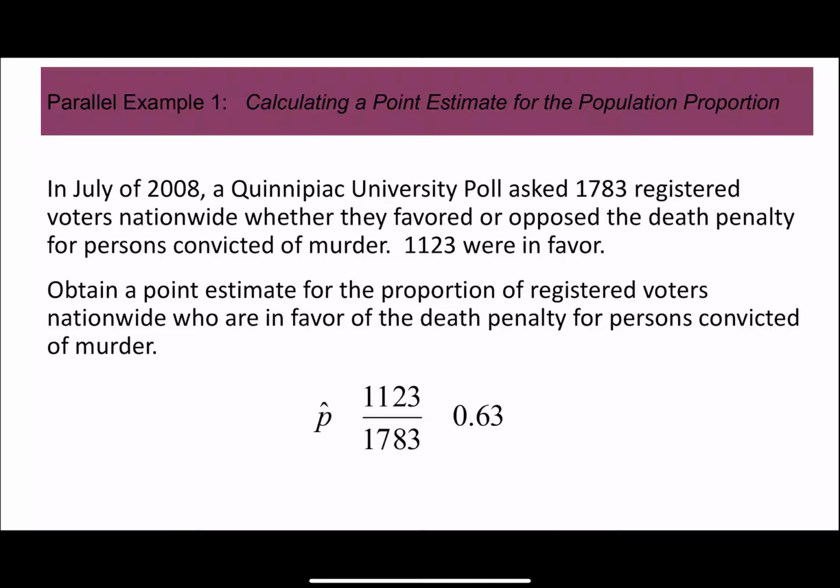So you just take 1123 divided by 1783, and you get 0.63. So that is our point estimate. This is really important because we're going to be using our point estimate as our proportion for the problems in this section.